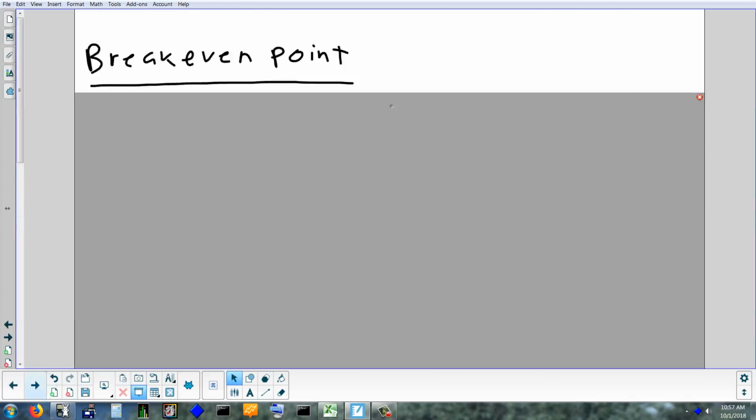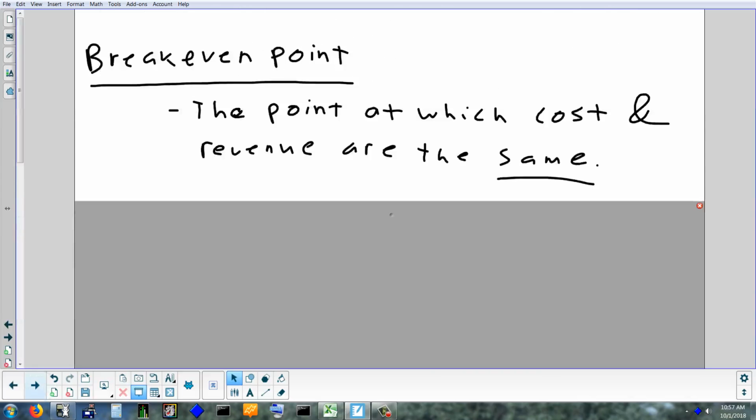Okay, now we're going to do something with that graph, and we're going to find what's called the break-even point. So basically, the break-even point is when the cost and the revenue are the same. After the break-even point, every shirt you sell beyond that, you're making profit. Before the break-even point, you're still in the hole. You're still negative.